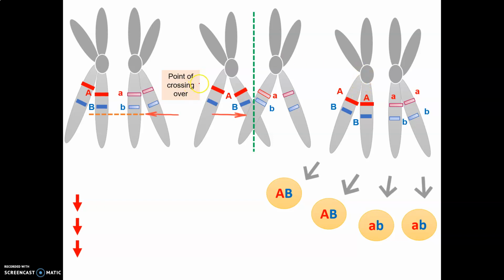Boleh berlaku, memang akan boleh berlaku sekiranya, let's say lah the point of crossing over occur here. Tetapi awak kena faham crossing over ini random. Jadi bila random, dia tidak semestinya berlaku, peratusan untuk dia berlaku dengan jayanya, it depends on the distance between the two genes.